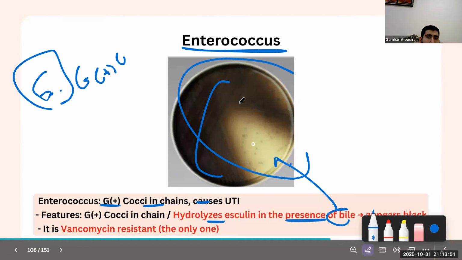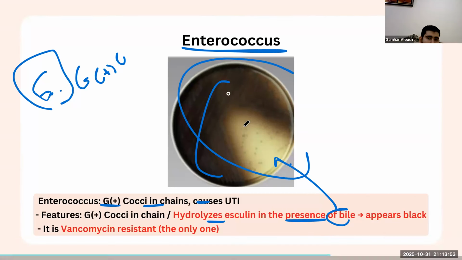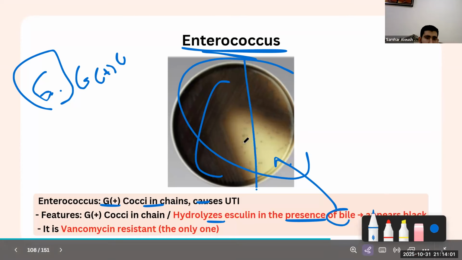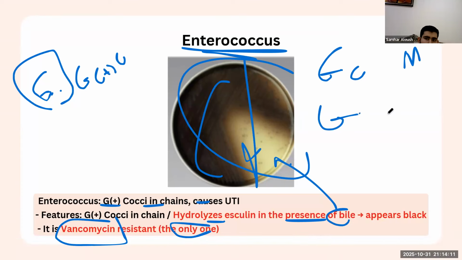So it appears black in a yellow agar, okay? So this agar was yellow in the beginning. When they put enterococcus, it became black, okay? So enterococcus appears black in the agar and it's vancomycin resistant. It's the only one that's vancomycin resistant. So E. coli is methicillin resistant. Enterococcus is vancomycin resistant, okay?